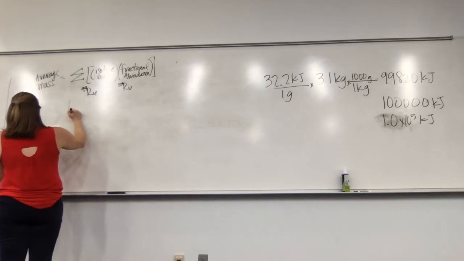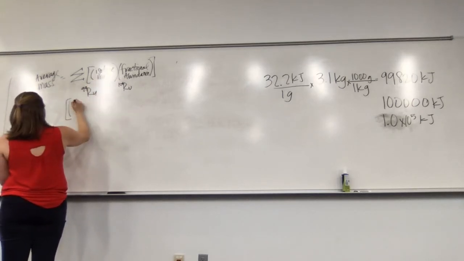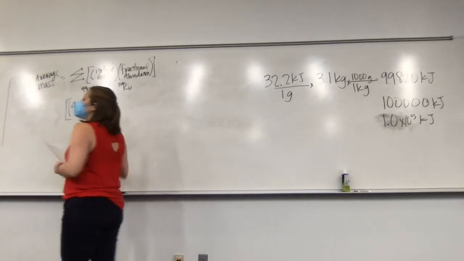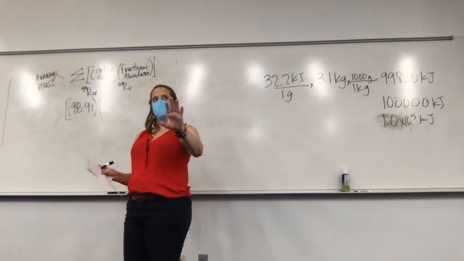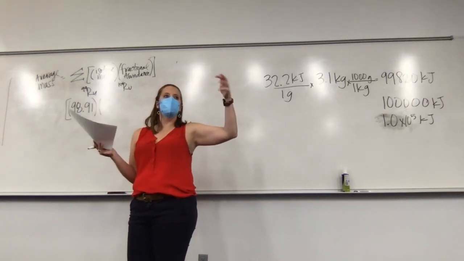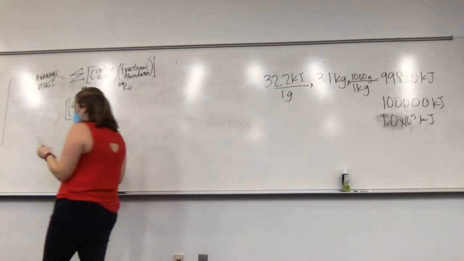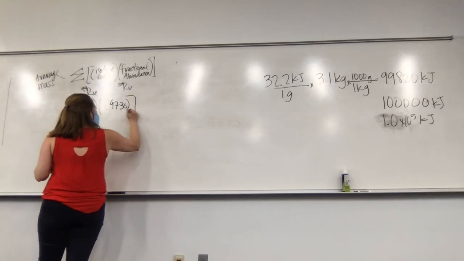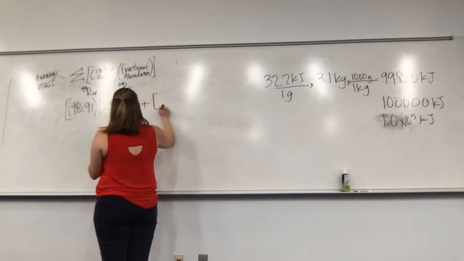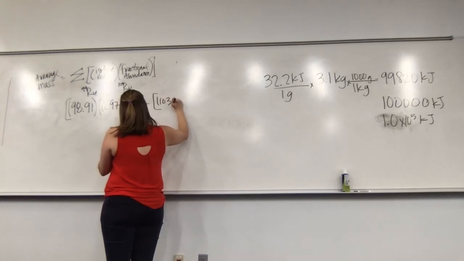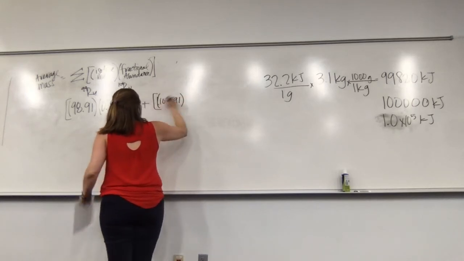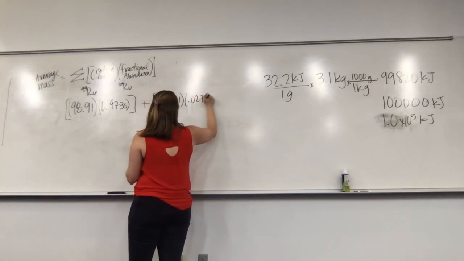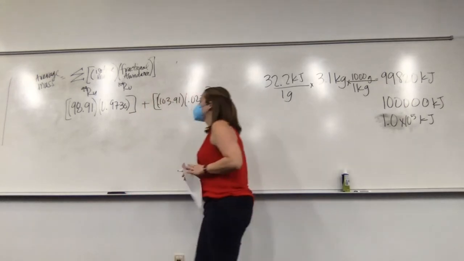So for the first one, the isotope mass is 98.91. The fractional abundance is the percent abundance divided by 100. So it can't be the whole abundance, it just needs to be the fractional abundance, which is 0.9730. You're going to add that to 103.91 multiplied by 0.00270. Now we're going to add these.